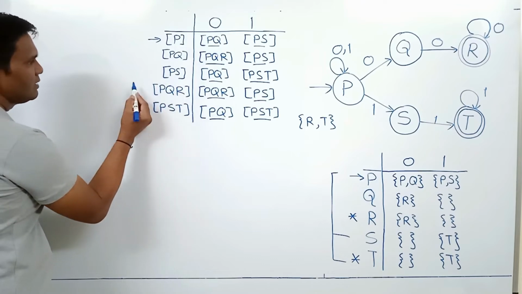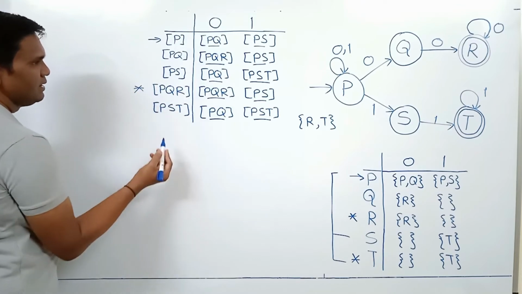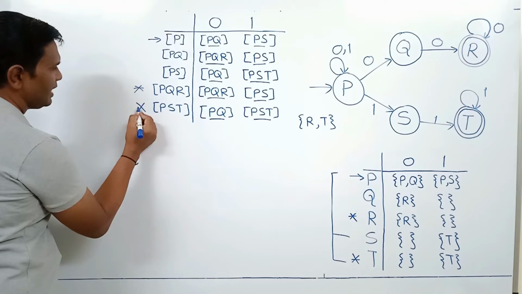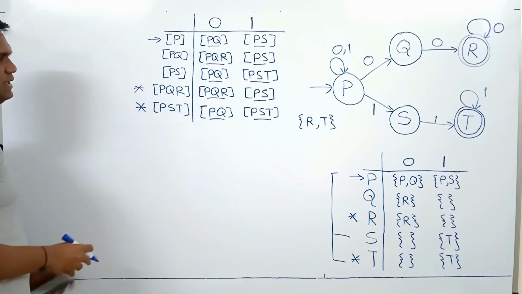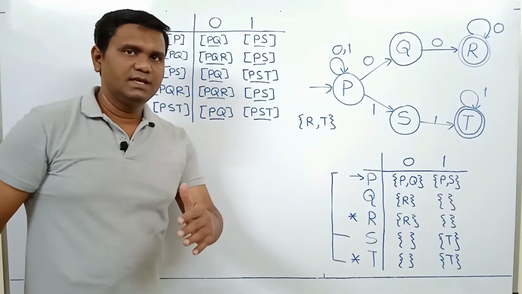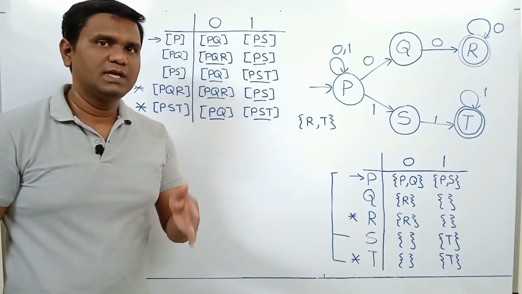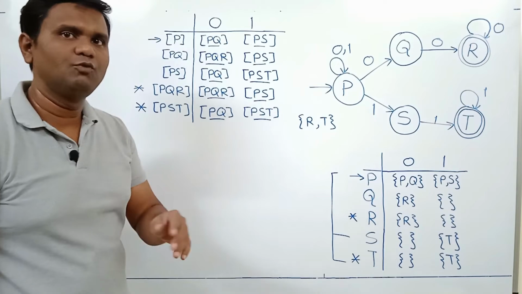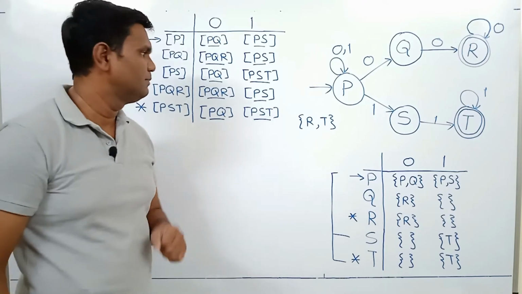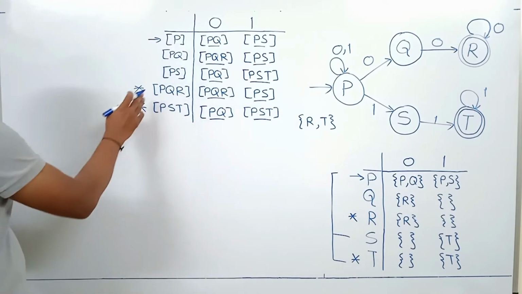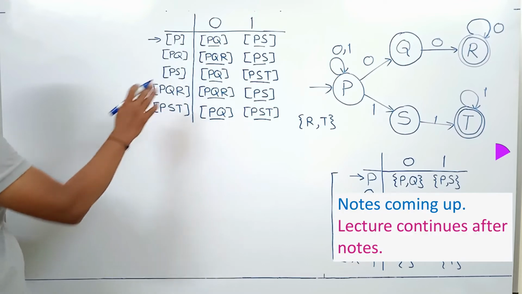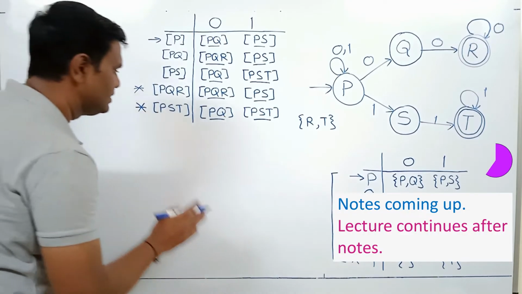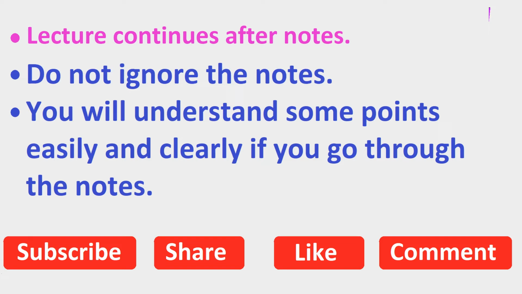Here we have R, we mark this final state. Here we have T, we mark this state as final state. Consider each state in DFA, it should contain at least one final state corresponding to NFA. That is how we mark final states in DFA. So we have marked final states in DFA. So this is the complete transition table. Now we will draw transition diagram of DFA.